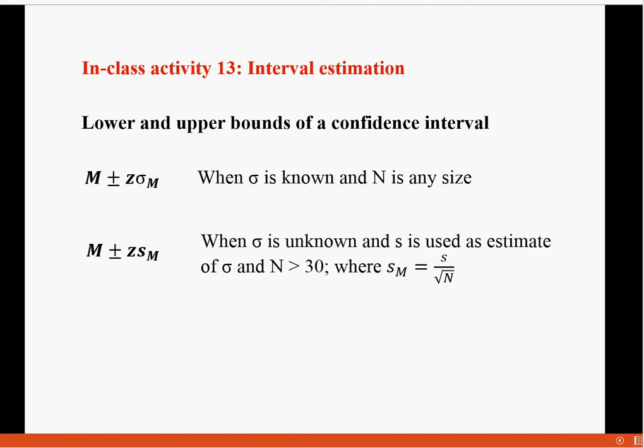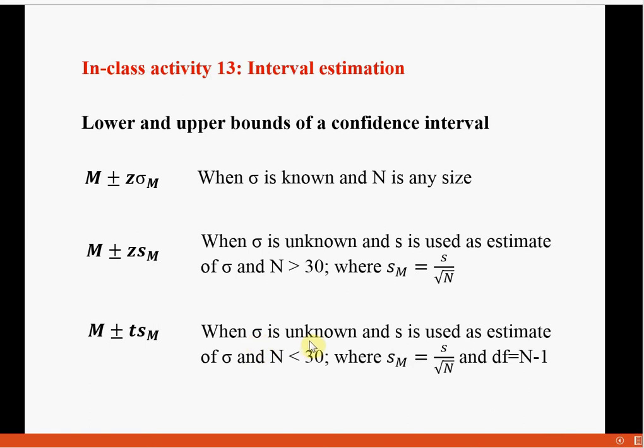But this may not happen all the time. Sometimes we do not know the population standard deviation and the sample size is small. When that happens, we can no longer use the z-score. We have to use the t-score. So this formula involves the use of the t-score and the estimated standard error. We use this formula when we do not know the population standard deviation, and we use the sample standard deviation as an estimate of it. When the sample size is smaller than 30, we have to use the t-score instead of the z-score. Also, to use the t-score, we need another piece of information, the degrees of freedom, which in this case is the number of cases minus 1, n minus 1.